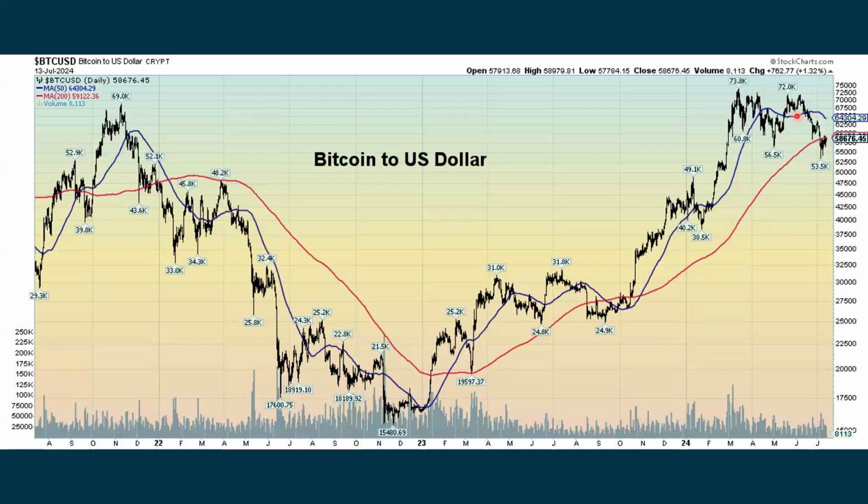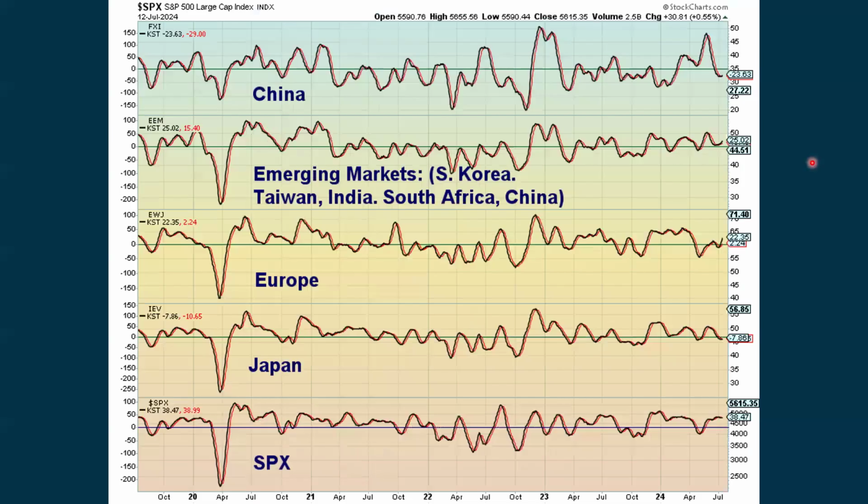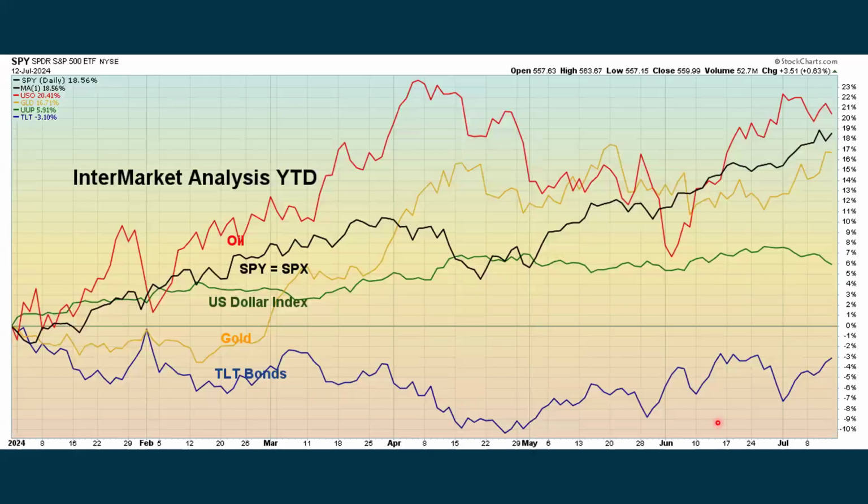Bitcoin, which is well off of its highs and starting to go back and battle its 200-day moving average. Then we look at a long-term chart internationally where China is starting to try to turn back up. We're turning back up in the emerging markets. Europe is starting to resume an uptrend here, starting to bottom out possibly in Japan. And we're still okay here in the US, but according to the KST, which is a long-term oscillator, we're not really showing any strength at this time.